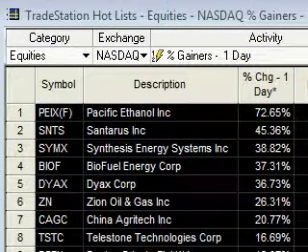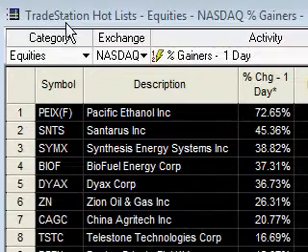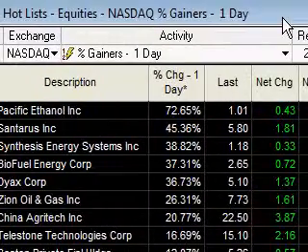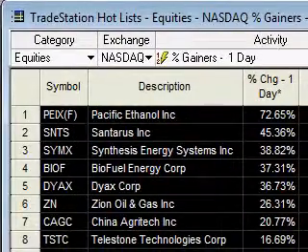Now I'm restricted a little bit because of YouTube and the size to optimize viewing. But here I'm showing you TradeStation, a very popular trading platform. This is their hot list, equities, and in this case I'm just looking at the NASDAQ stocks, percentage gainers for one day. Not over the week, not over a month, but what is moving up the most in percent for the day. This is what we're talking about in regards to the top hot list, the top 20.